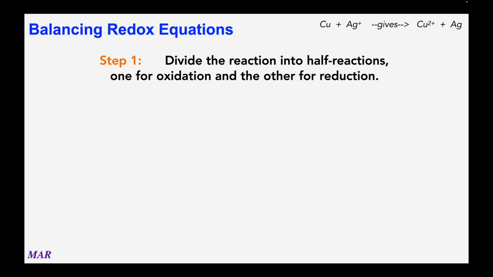So the first thing you want to do is divide the reaction into the half reactions. One will be oxidation and one will be reduction. It doesn't really matter if you know what's being oxidized and reduced. But what you do want to do is put like species together. So in the upper right-hand corner there, I've got the general reaction. It's copper and silver plus making copper 2+ and silver. That means you want to put the copper species together and you want to put the silver species together.